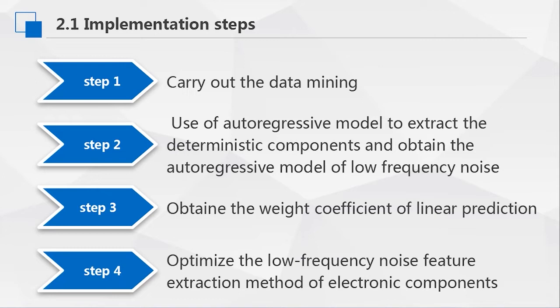The method extracts low-frequency noise features of electronic components based on data mining. Data mining is carried out first. Based on this, the noise modulation model of electronic components is established. An autoregressive model is used to extract the deterministic components and obtain the autoregressive model of low-frequency noise. Then, by linear transformation of the autocorrelation function of low-frequency noise, the weight coefficient of linear prediction can be obtained. Combined with filtering, the low-frequency noise feature extraction method of electronic components is optimized.